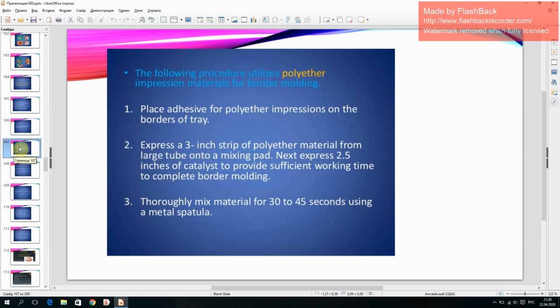The following procedure utilizes polyether impression materials for border molding. Place adhesive for polyether impressions on the borders of the tray. Express a 3-inch strip of polyether material from the large tube onto a mixing pad. Next, express 2.5 inches of catalyst to provide sufficient working time to complete border molding. Thoroughly mix material for 30 to 45 seconds using a metal spatula.